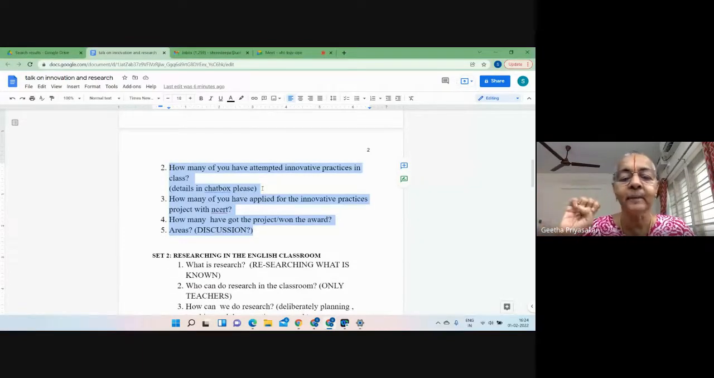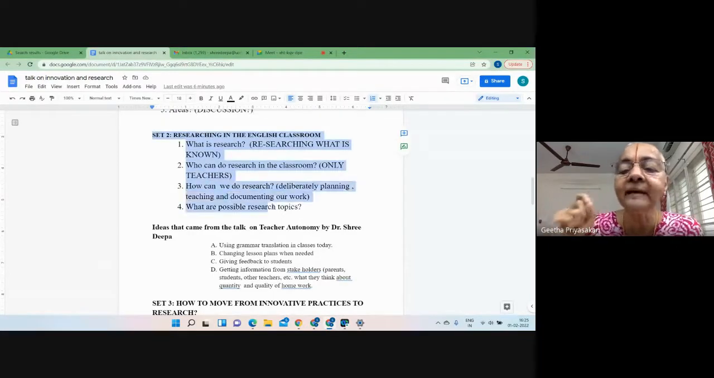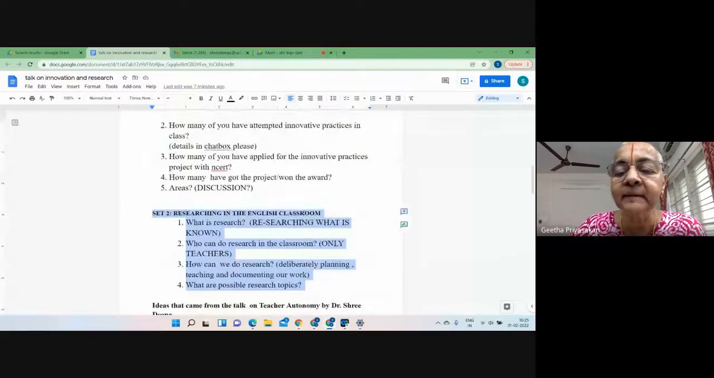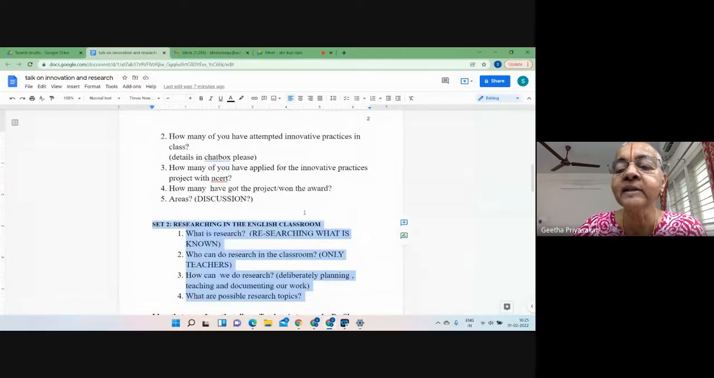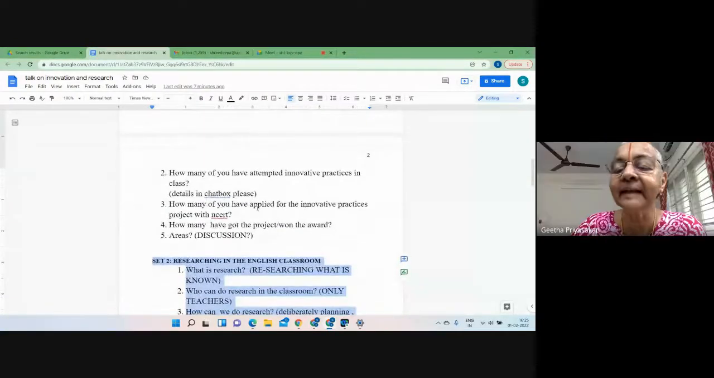Remember, I'm talking about research and innovation. Now, I'm going to leave this and ask, when we talk about research, before I ask, what is an innovation? What do you understand by the term innovation? Any answers? Exploring new ideas. Anything else?